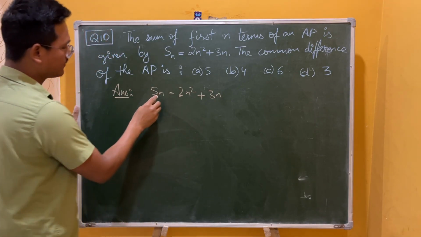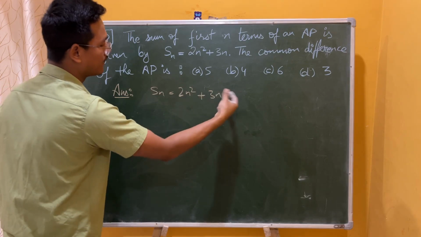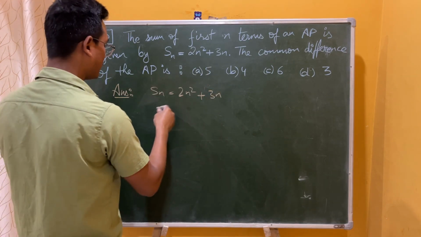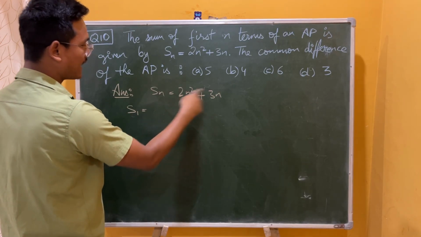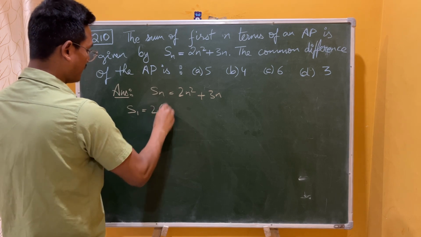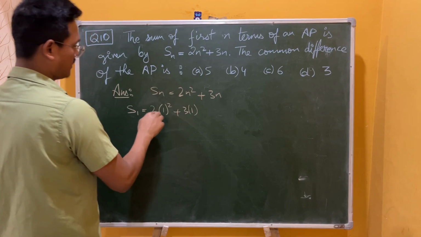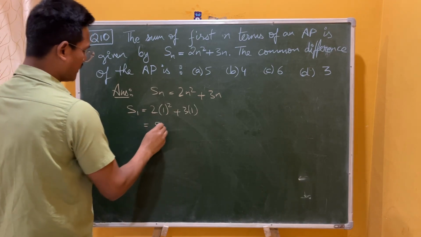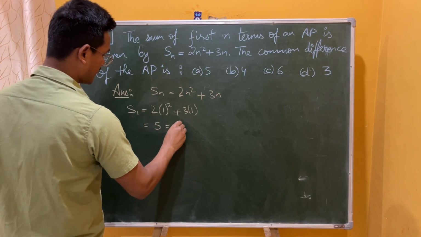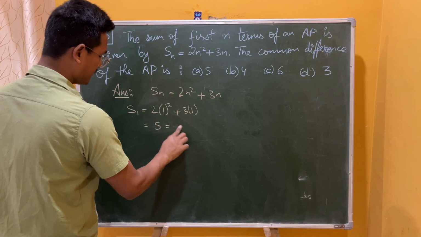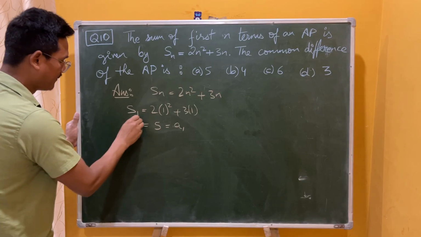If there are 10 terms, then you find S10 and put the value of n as 10, so you get the answer. So let me find the sum of the first term. S1: wherever there is n, put 1. So it is 2 plus 3, which is 5. The sum of the first term is the first term itself, A1. So S1 is equal to A1, right?